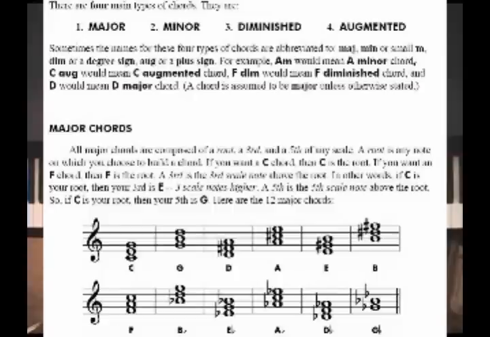Then any major chord can be made minor by lowering the third of the chord. So if this is C major, then I lower the third a half step, and that's C minor. To make a diminished triad, I lower the third and the fifth, so that's a C diminished triad. To make an augmented triad, I raise the fifth a half step, and so that's an augmented triad.